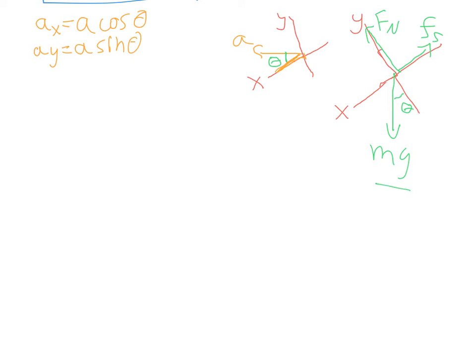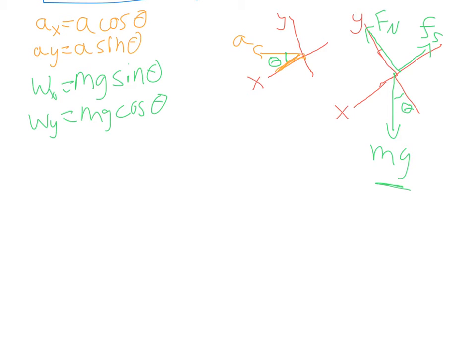Similarly, our weight here needs to be broken down into components. So we're going to have weight in the x direction, which will be mg times the sine of the angle theta, and we're going to have weight in the y direction, which will be mg cosine theta.